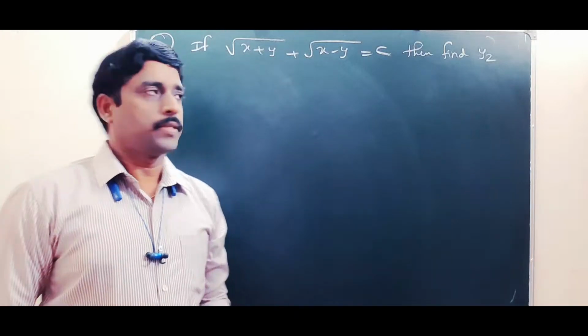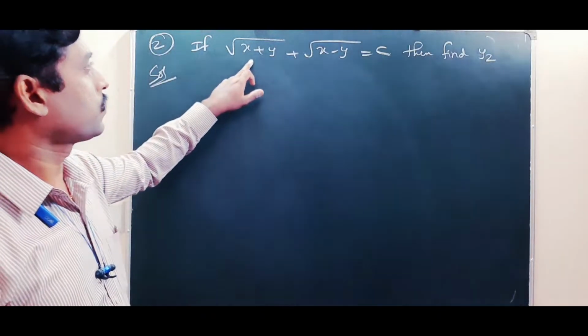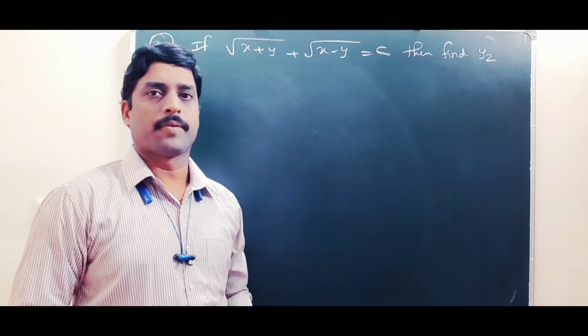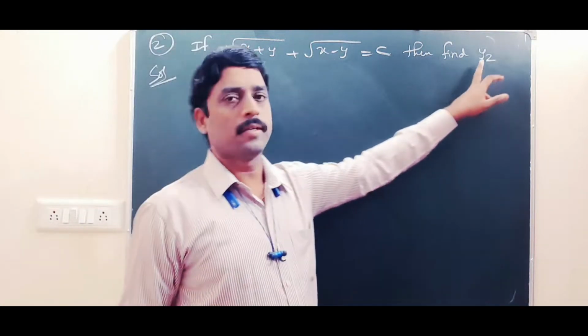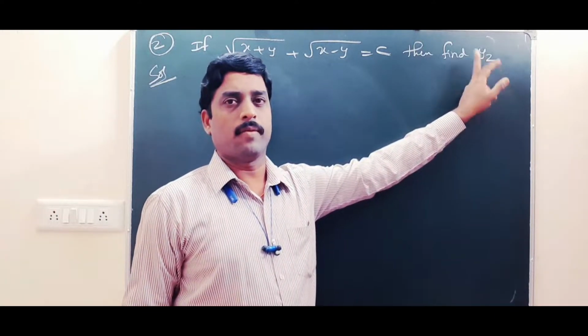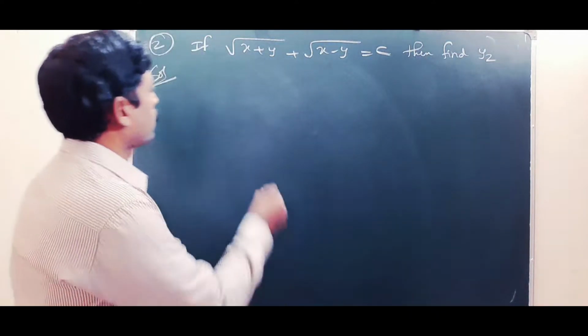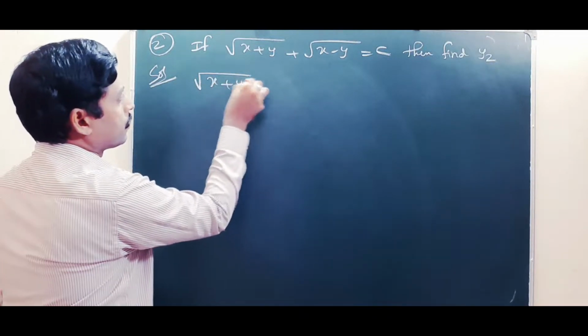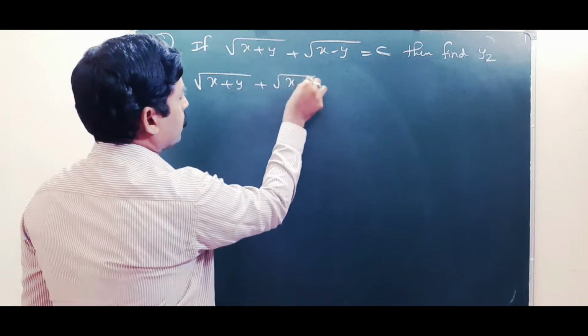Okay, moving to the next question. Root under x plus y plus root under x minus y equal to c. Then find y2. So y2 is nothing but d square y by dx square, the second order derivative of y. Okay, so what is given? Root x plus y plus root x minus y equal to c.